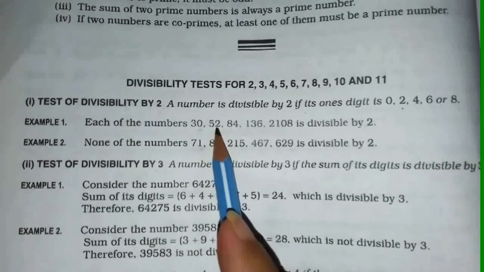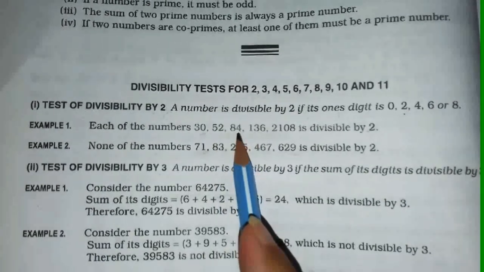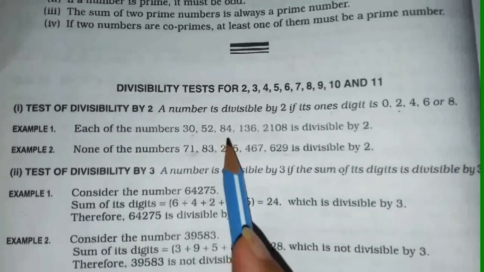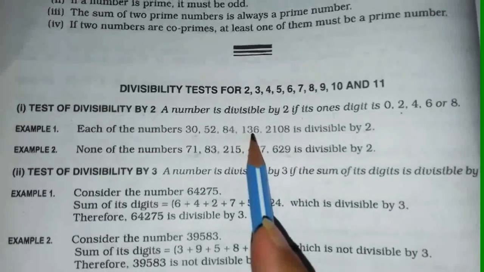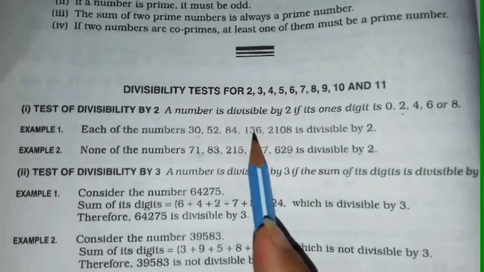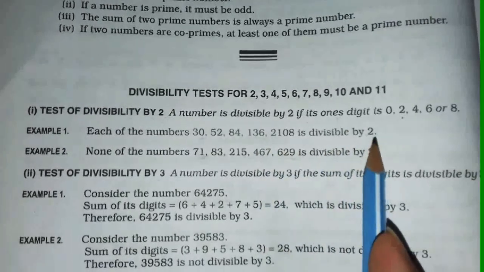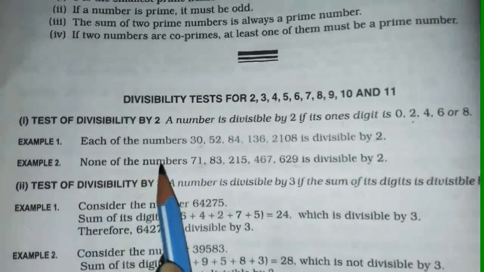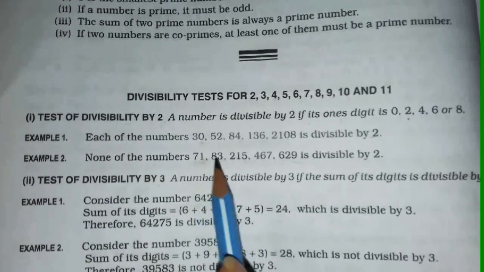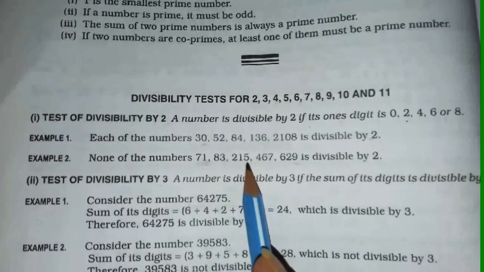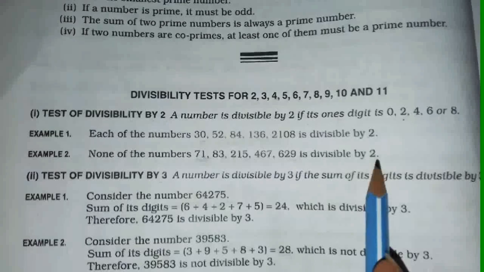Here the ones digit is 2. Again here the ones digit is 4. In 136, the ones digit is 6. Therefore, all these numbers are divisible by 2. In example 2, the ones digits are 1, 3, 5. So, therefore, these numbers are not divisible by 2.